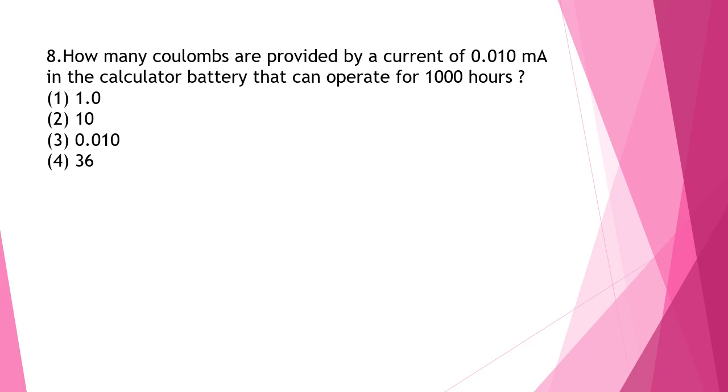Question 8. How many coulombs are provided by a current of 0.01 milliampere in the calculator battery that can operate for 1000 hours? Now it is a very simple question. You need to find the coulombs, and you know that Q is equal to I into T. Now I is given, current is given, and you also know the time. You need to just convert the time from hours into seconds, and when you multiply it you get 36 coulomb. So the correct answer is option 4.